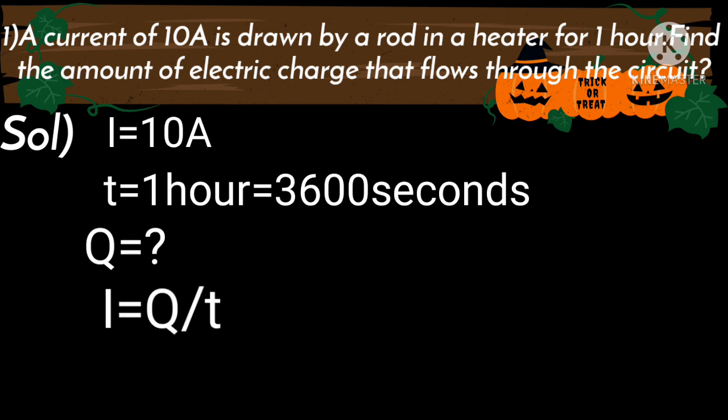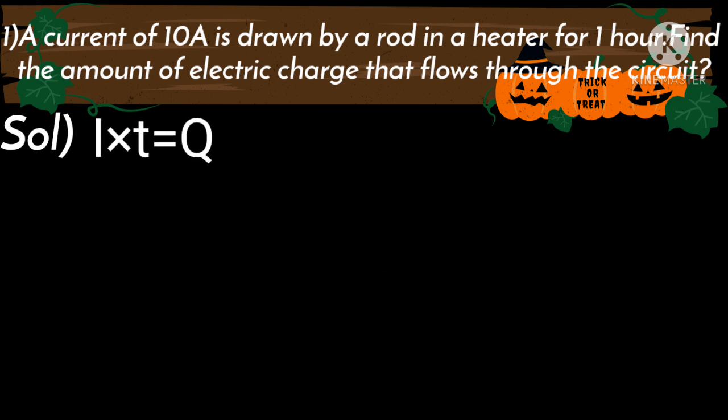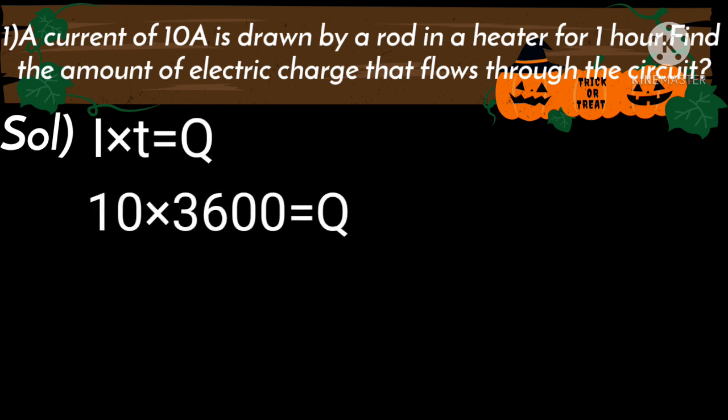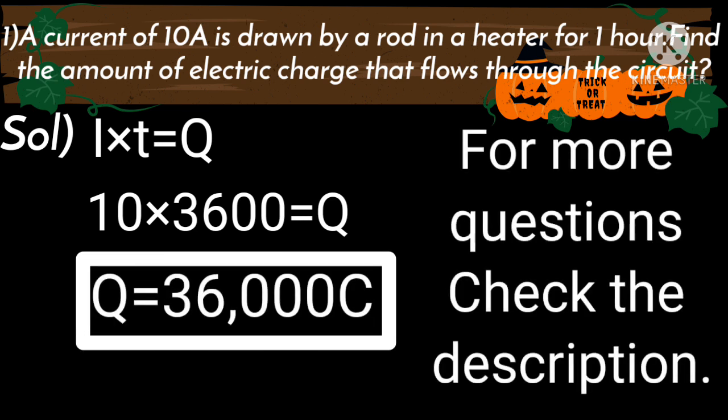We know that I is equal to Q by T. On taking T to the left hand side, we get I into T is equal to Q. On substituting the values in the equation, 10 into 3600 is equal to Q. Q is equal to 36,000 coulomb. Therefore, the amount of electric charge that flows through the circuit is 36,000 coulomb.